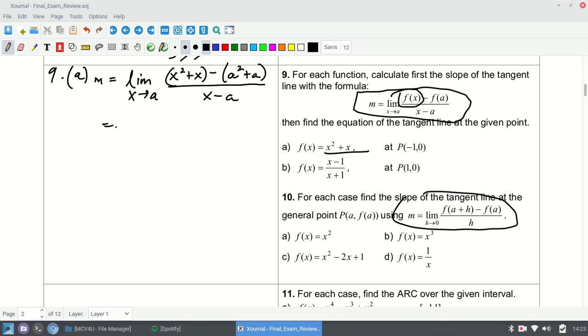So the limit as x approaches a, and then I could subtract. I could expand the negative in there.